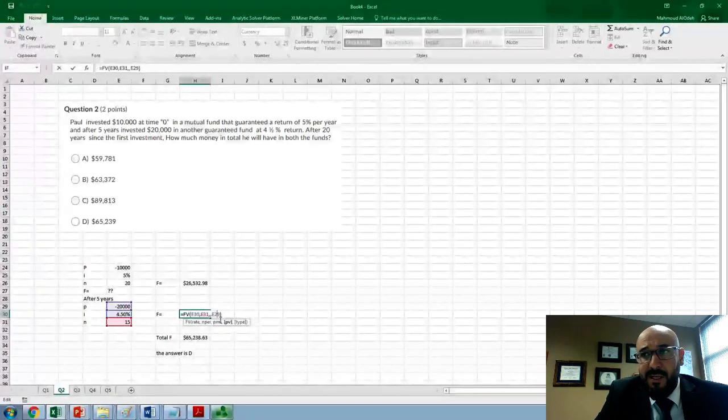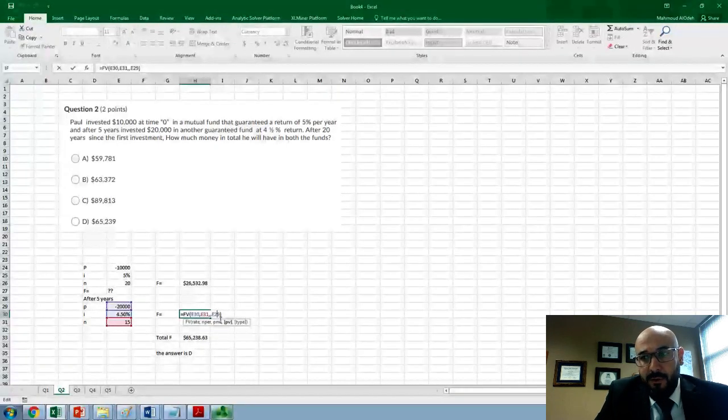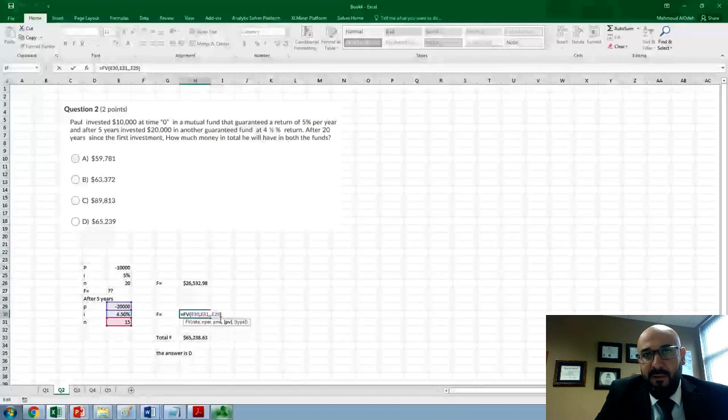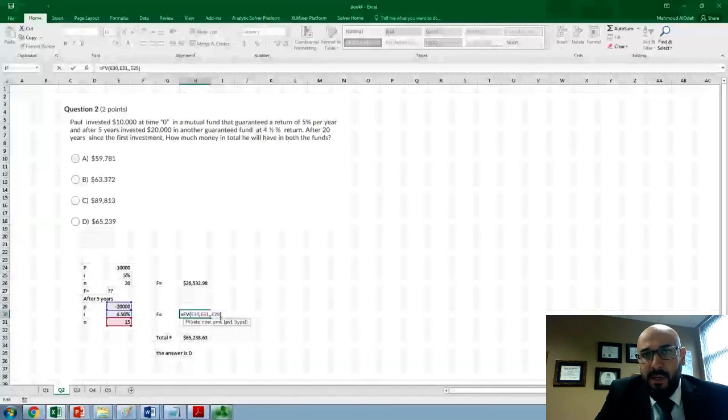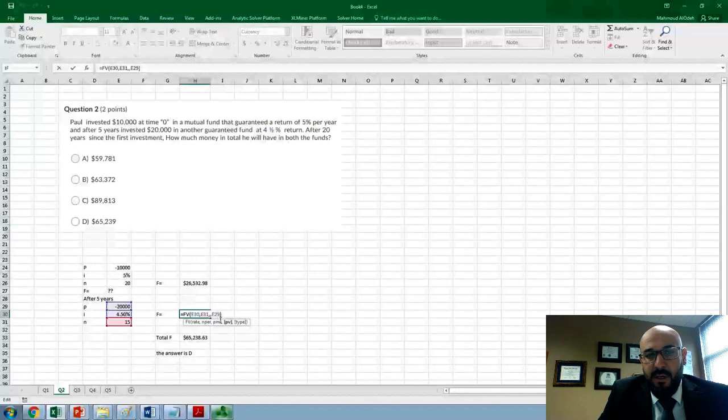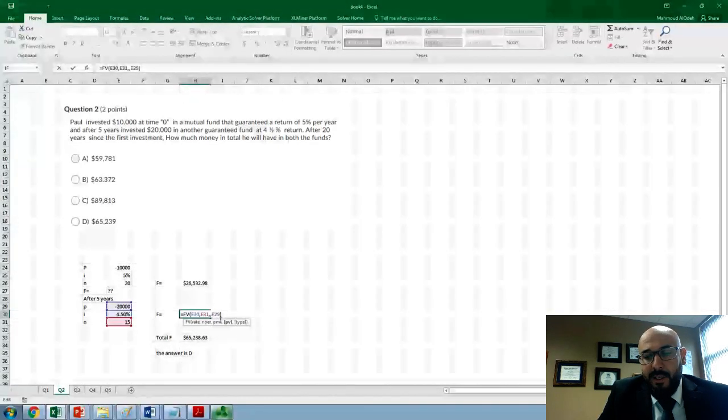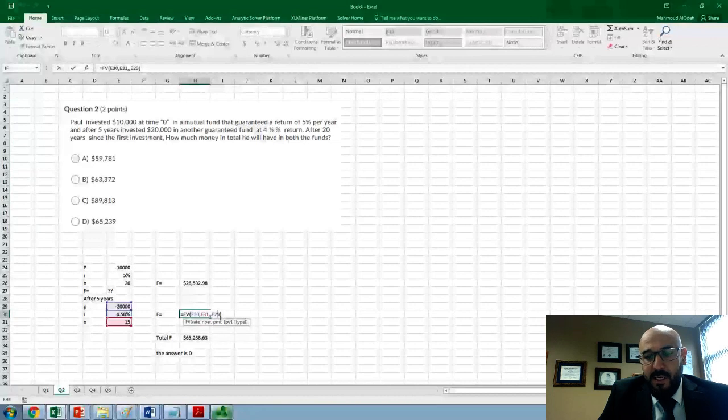And again, why is it a negative $20,000? Because it's out of your pocket. This is a negative. You invested this amount. Once you receive that money back, you could have it as a positive. If you decided to withdraw the total amount, it would be a positive number. But at this moment, it's a negative amount because you invested this amount.